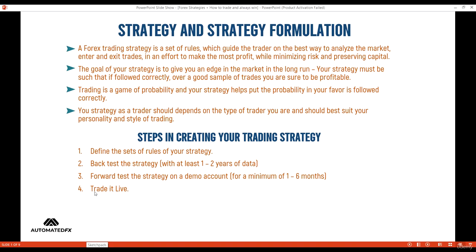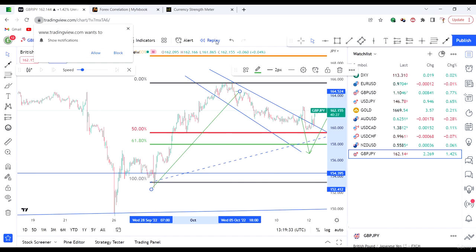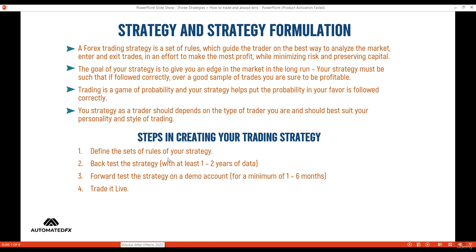And another way is using the replay option in TradingView. Okay, this is actually a paid feature, so you have to have a subscription to be able to use it. So that's the second way of testing your strategy. You have to backtest your strategy to see if it has a positive expectancy, right?